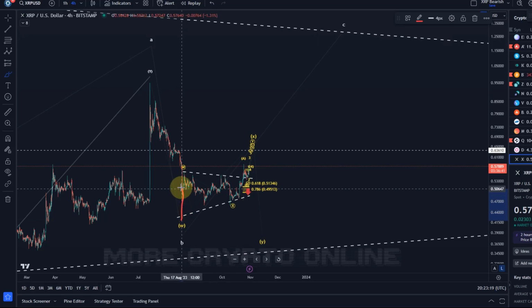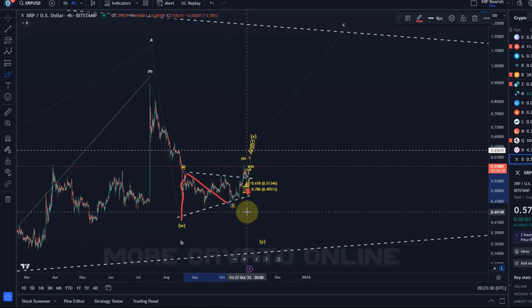This move up would have been a wave 1. The move up in August all the way to around about 56 cents. The move down would have been a wave 2 all the way to the 11th of October. That's basically the bullish wave count, yeah. The move up now would be a wave 3.